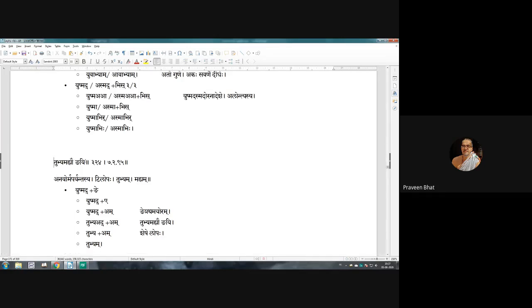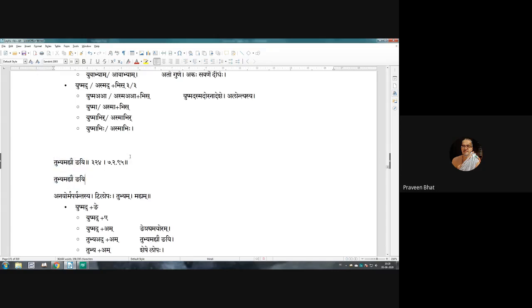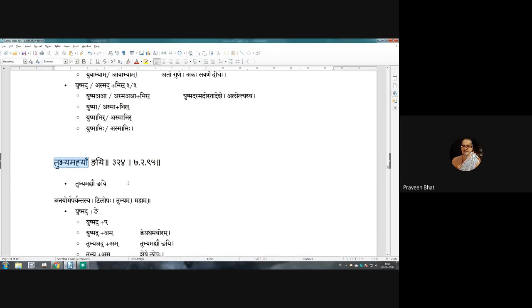So here the next sutra is tubhyamayyau nyai. Tubhyamayyau nyai says when nye is added, nye parataha, when the nye pratyaya follows, then the adesha is tubhya and mayya. Tubhya. So tubhya, mayya. I can't split this. Mayya au. So mayyau. Tubhyamayyau nyai. What is the anuvritti?